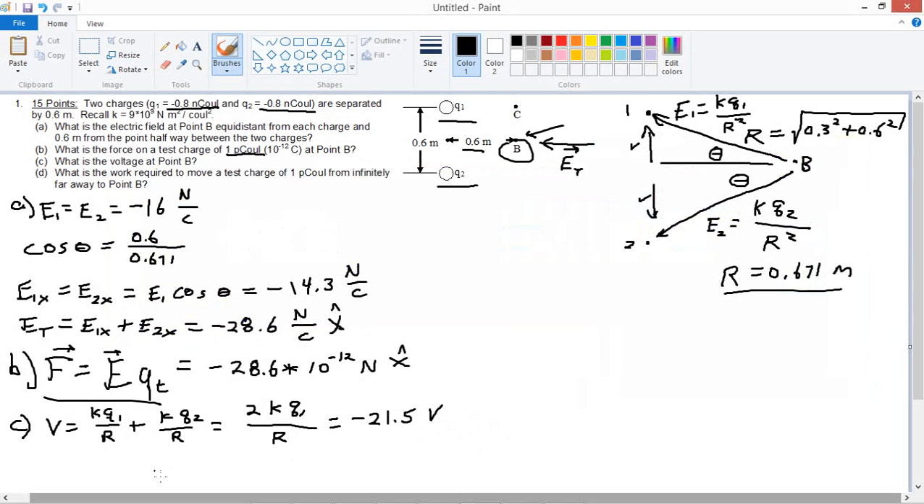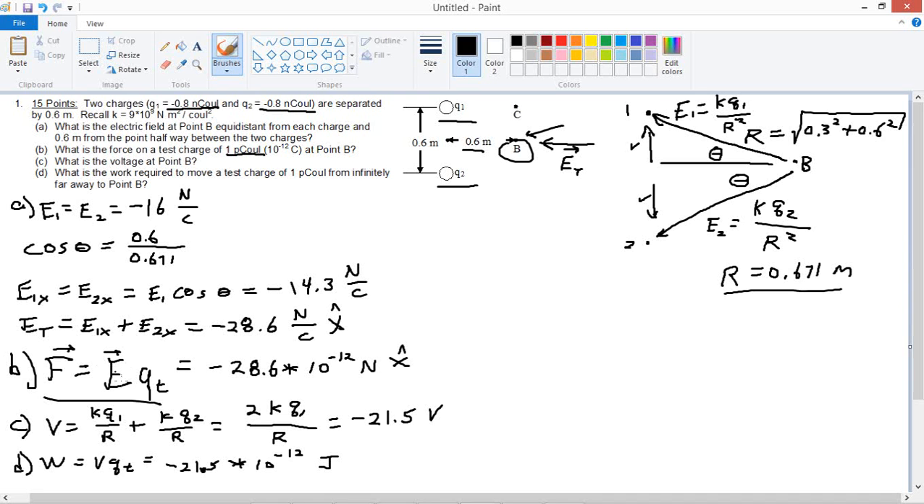Okay, and the work, D. D is real easy. Work is voltage times the test charge. Negative 21.5 times the test charge, 10 to the negative 12th coulombs. A coulomb times a volt is a joule, by the way. There you go. Negative 21.5 times 10 to the negative 12 joules. So once you have voltage, it's real easy to get work. Once you have electric field, it's real easy to get force.